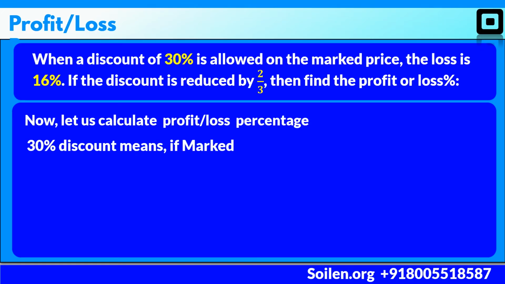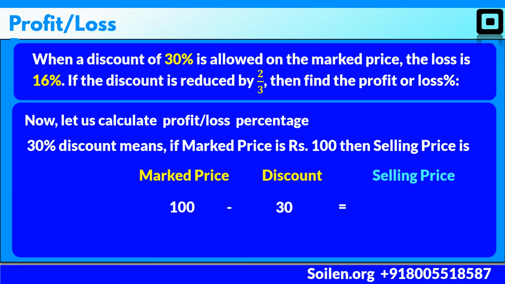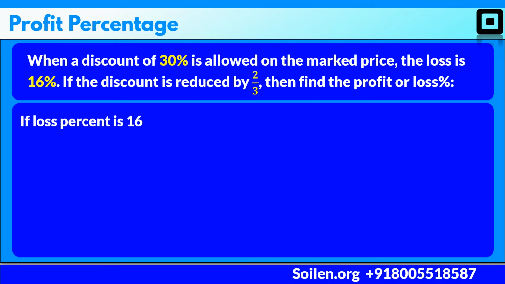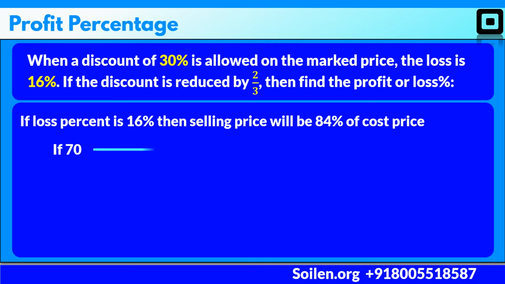30% discount means, if marked price is 100, then selling price is 70, and if the discount rate is 10%, then 100 minus 10 equals 90. If loss percent is 16%, then selling price will be 84% of cost price. If selling price is 70, then it is the 84% of cost price.